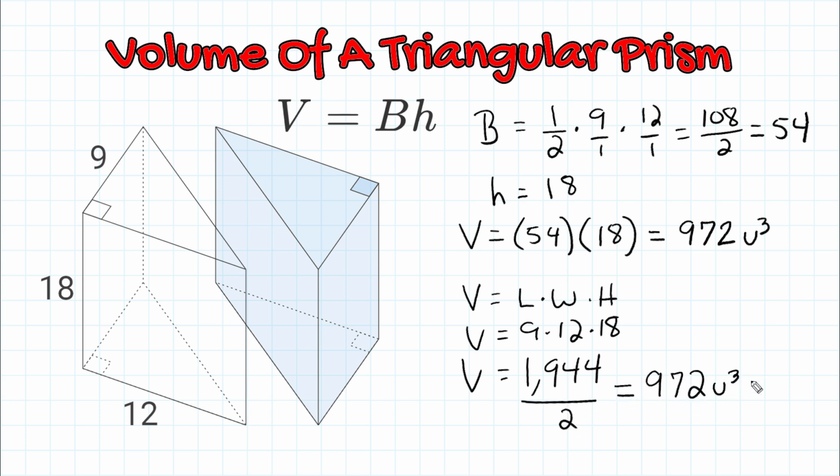This demonstrates that the volume of a triangular prism is always half the volume of a rectangular prism with the same height and base dimensions. Thus, the general formula for finding the volume of a triangular prism, V equals capital B times H, where capital B is 1/2 the base times the height of the triangular base, multiplied by the height of the prism, comes directly from the volume formula for a rectangular prism.